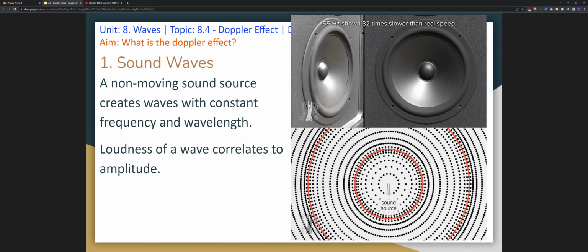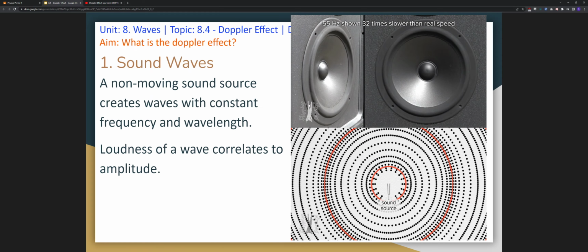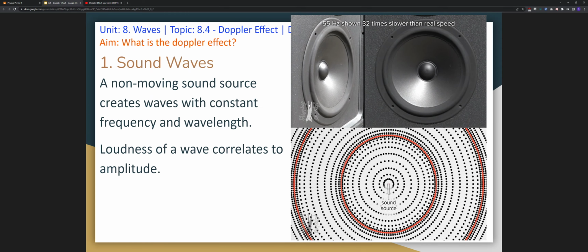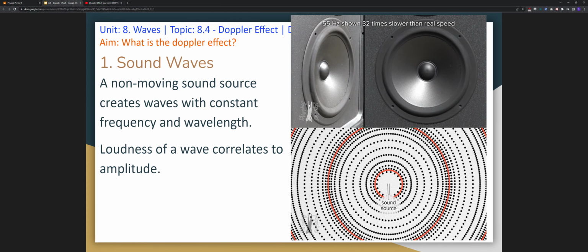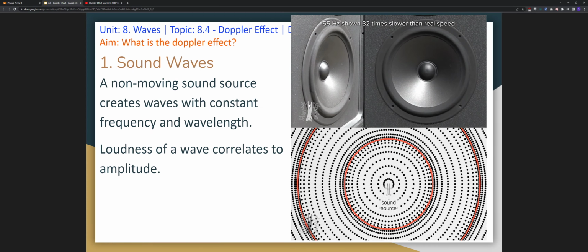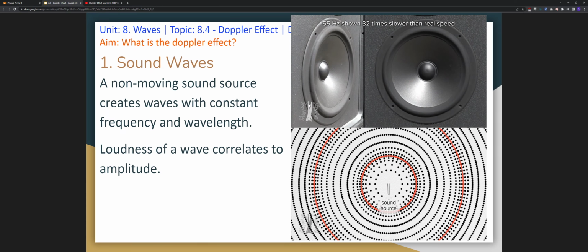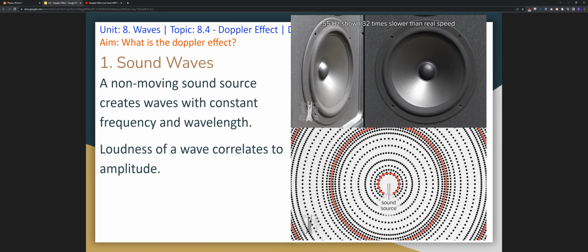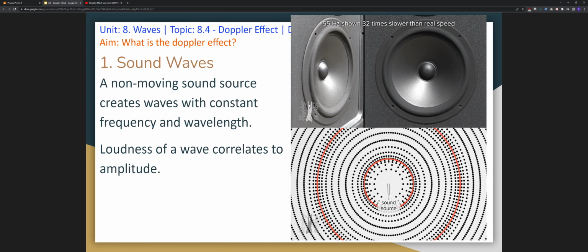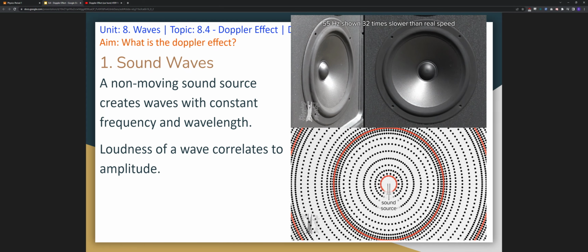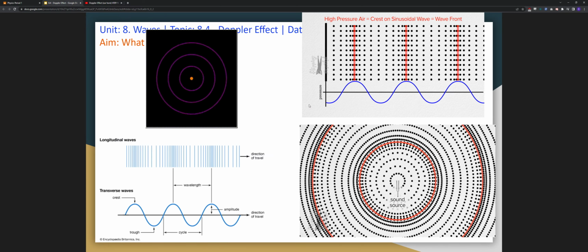So let's say, for example, this is a sound source. You have a speaker vibrating at 55 hertz, so it's vibrating 55 times per second. Now this is a stationary sound source, and you can see the sound waves coming out from the source.